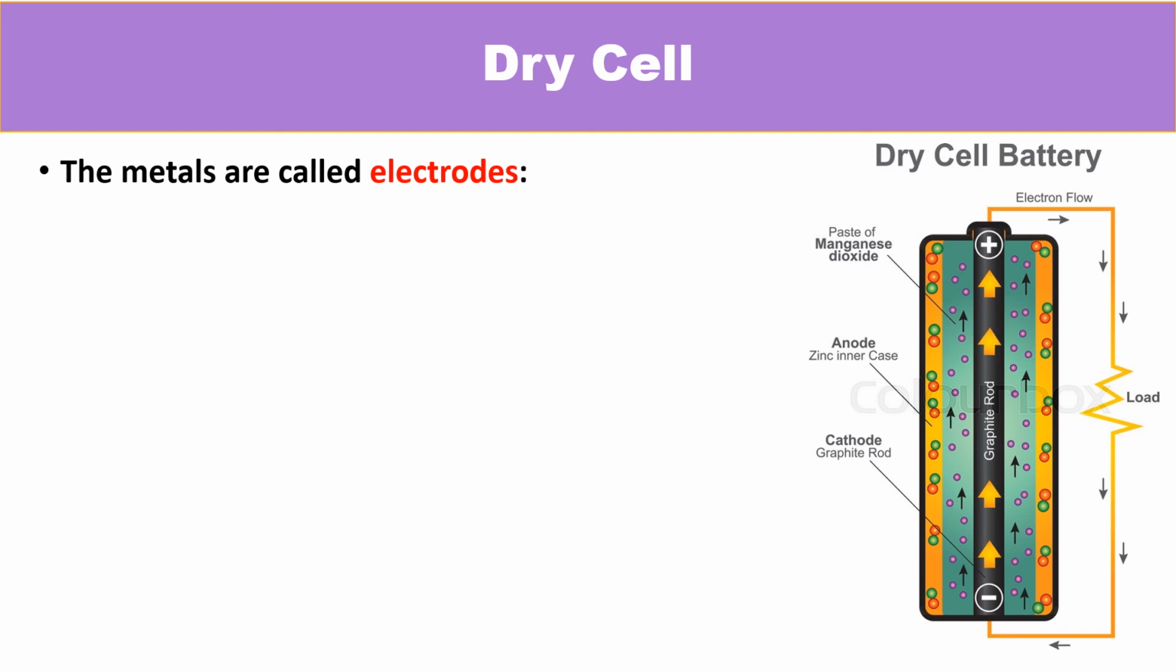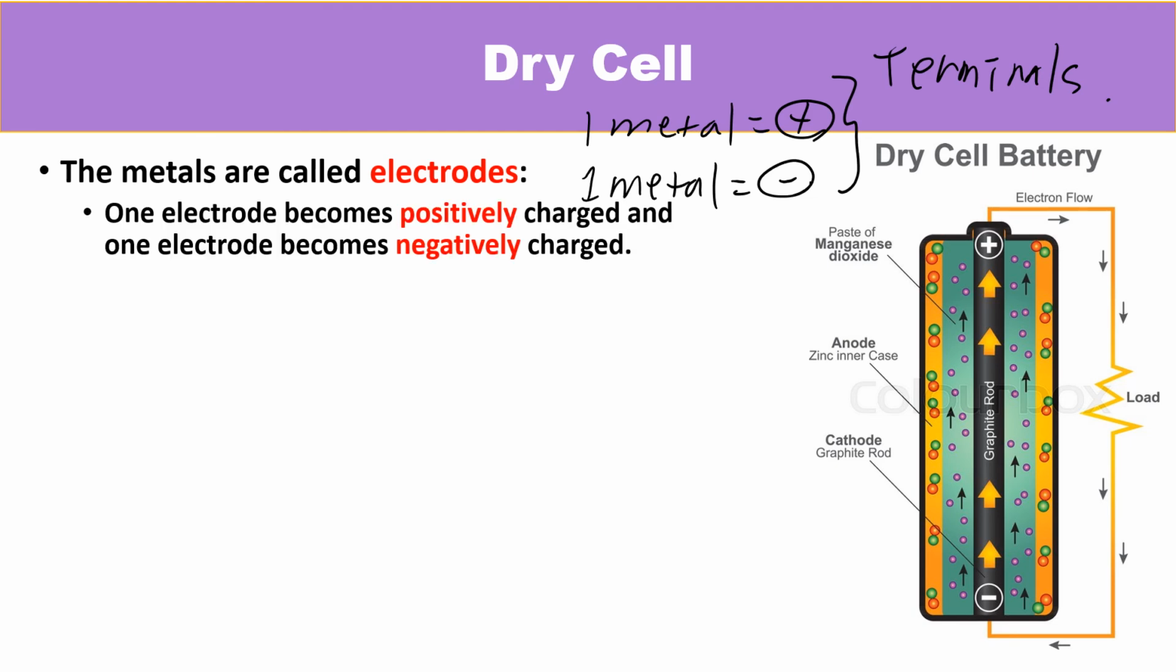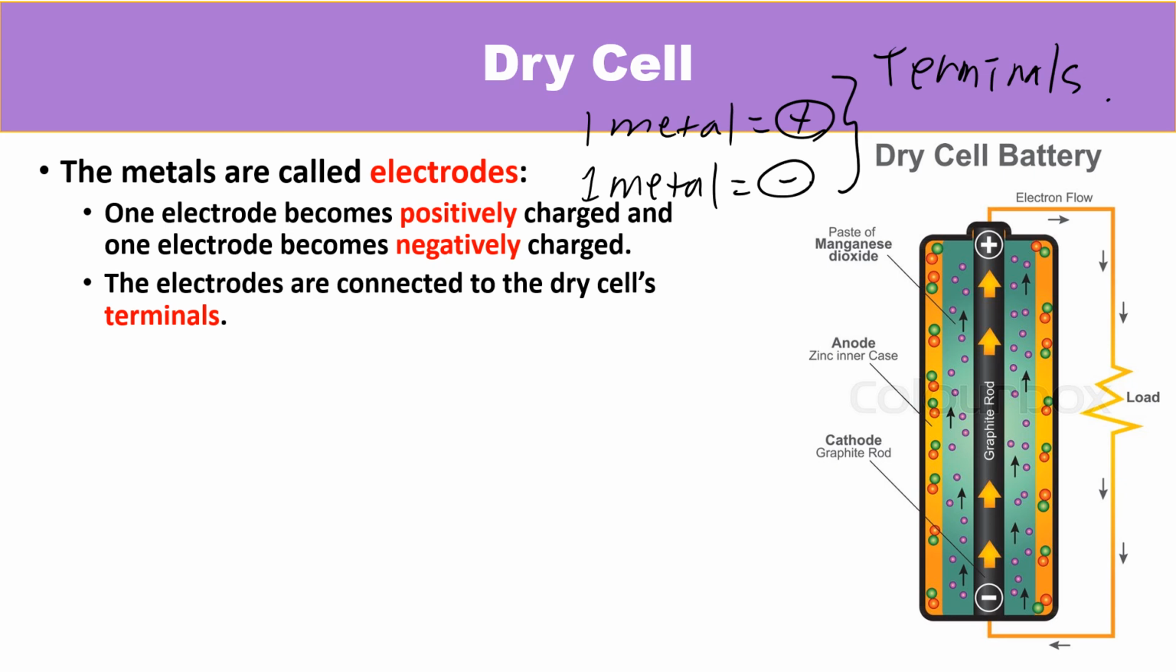Why do we need 2 metals? It's because one metal will be the positive end and another metal will turn into the negative end. Thus, positive and negative ends. We call these two different metal ends or terminals, if you will, electrodes. One electrode becomes positively charged, another electrode becomes negatively charged in the process of gaining or losing electrons. These electrodes are connected to the dry cell's terminals.